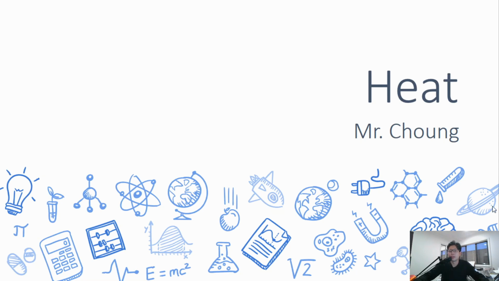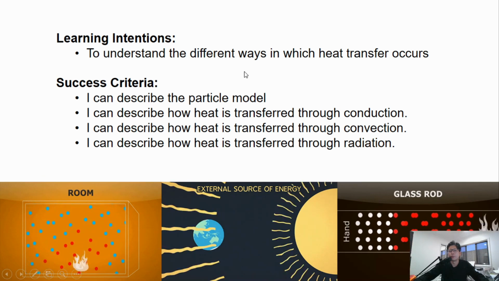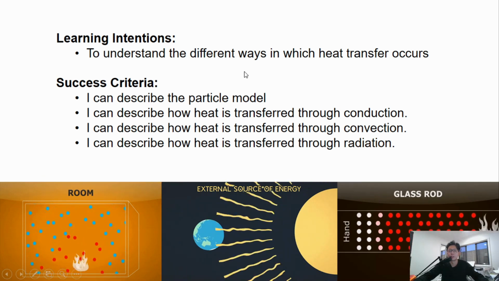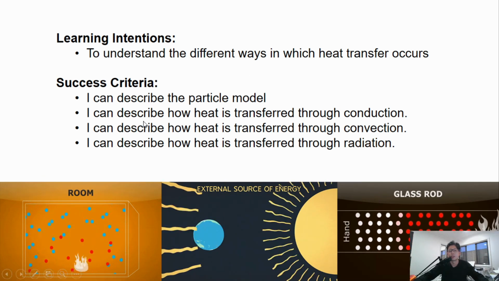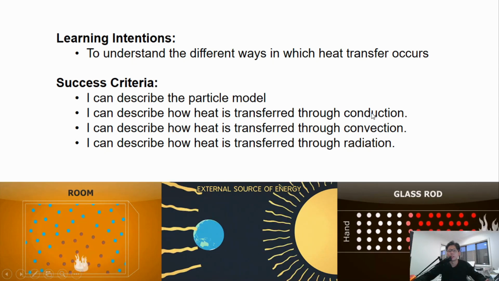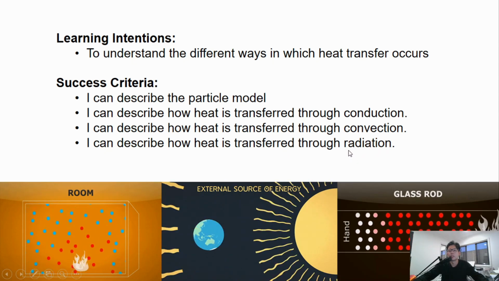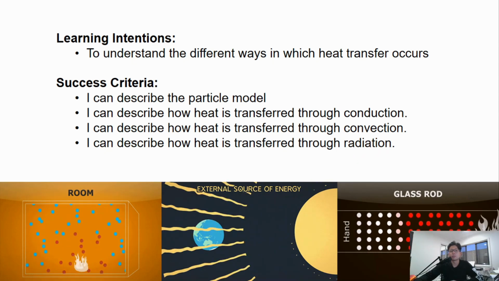In this video, we'll be learning about heat and mainly to understand the different ways in which heat transfer occurs. So by the end of this lesson, we should all be able to describe the particle model, describe how heat is transferred through conduction, how heat is transferred through convection, and how heat is transferred through radiation. Alright, so let's pause the video here and take a minute to write these down.